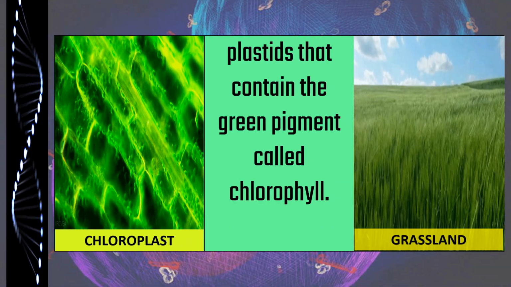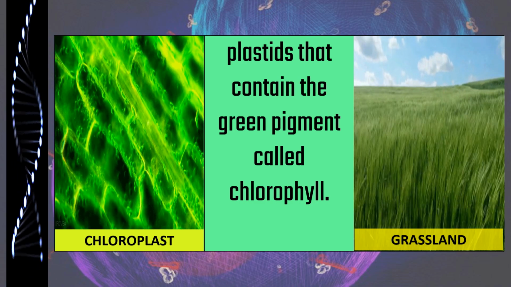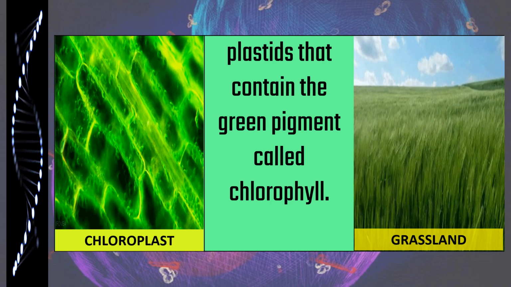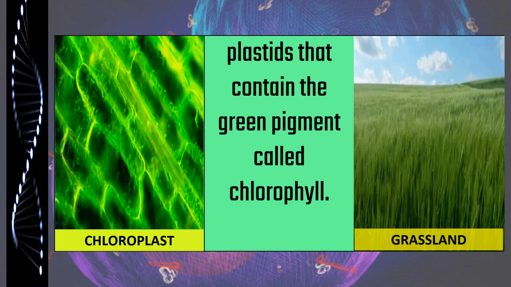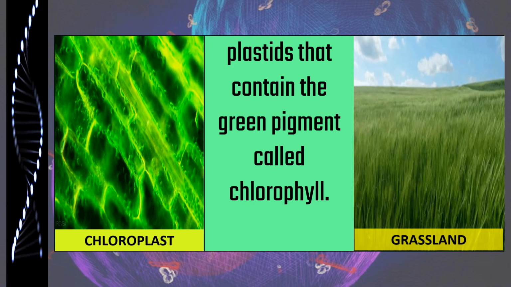And the most well-known plastid that most plants on the planet have is the chloroplast. It is the plastid that contains the green pigment called chlorophyll. Chlorophyll absorbs light energy during photosynthesis.